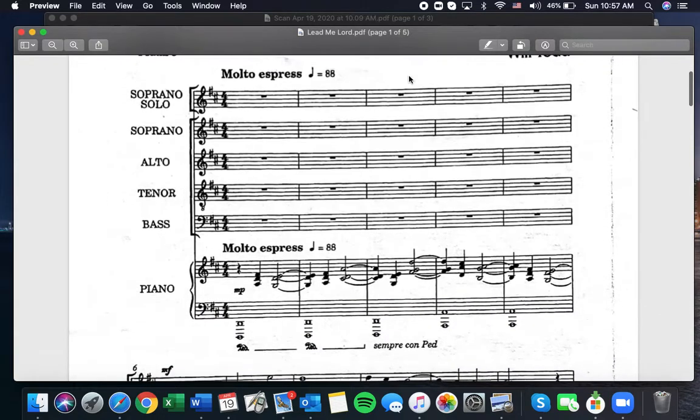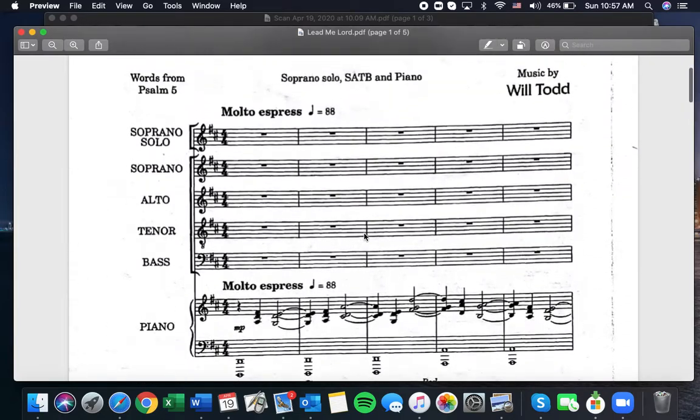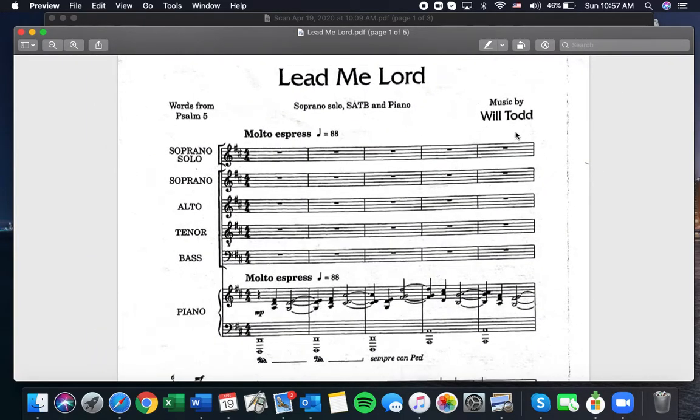Alright, so looking at this piece, we have this huge block right here, right? And then we have another huge block right here, and you'll have different blocks as you continue through the piece. These blocks are called systems, but for explanation's sake, I'm going to call them apartment buildings, okay?